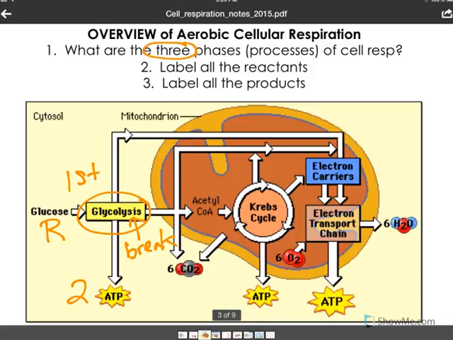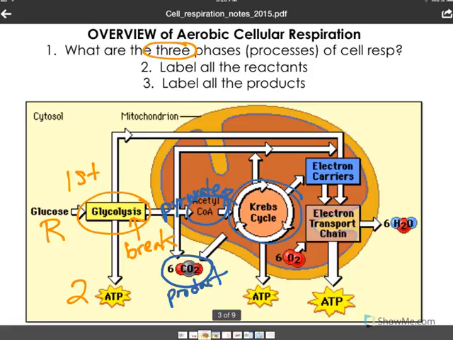So we break glucose down in half into something called pyruvates. So pyruvate is a product of glycolysis. And then what ends up happening is we take the pyruvate, we do a couple more reactions, we get some carbon dioxide out as a product here, and the pyruvate gets changed to something called acetyl-CoA. Then acetyl-CoA becomes a reactant for the Krebs cycle.